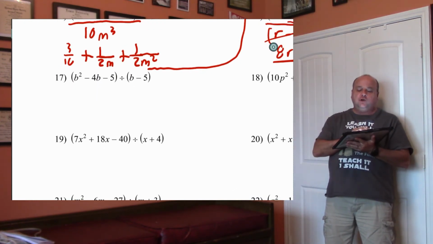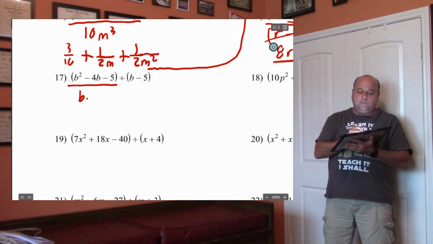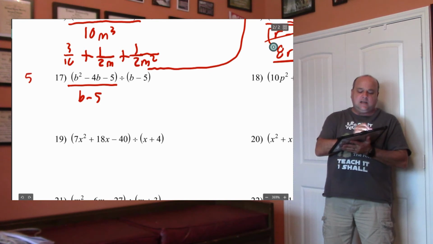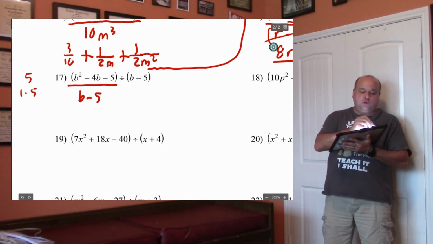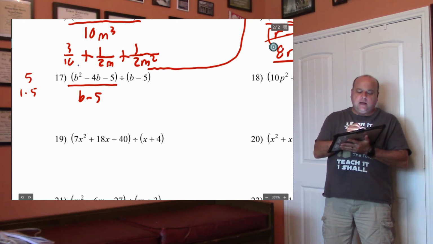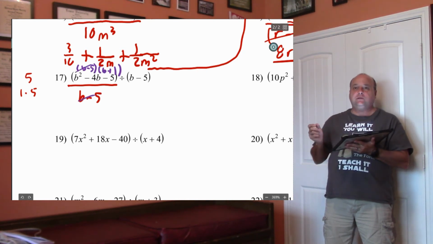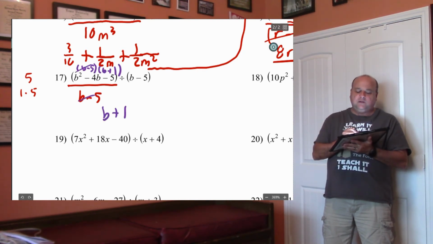This is a little bit easier because there's nothing in front of the b. So draw a fraction bar and put b minus 5. Now then, I need the factors of 5 that subtract and give me 4. That's going to be 1 and 5. So above this, I'm going to use a different ink. I'm going to have b minus 5 and then b plus 1. Notice that my b minus 5's cancel out. All that's left is b plus 1.